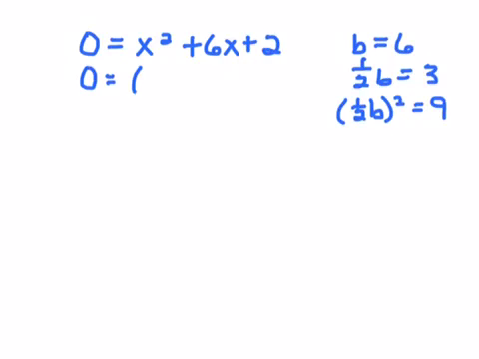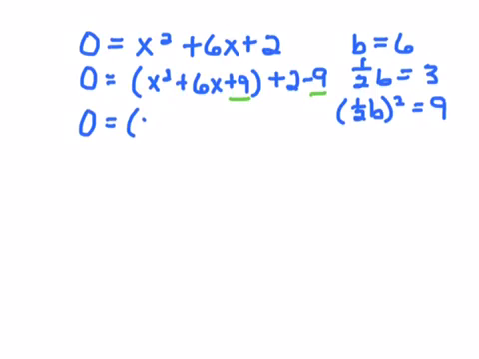So let's write the terms with x in parentheses. Before we close the parentheses, we're going to add 9, bring down the plus 2, and since we added 9 inside the parentheses, we have to subtract 9 outside the parentheses to keep the equation balanced. Next step, unfoil the trinomial. We get x plus 3 in parentheses squared, and we simplify the plus 2 minus 9, and we get minus 7.